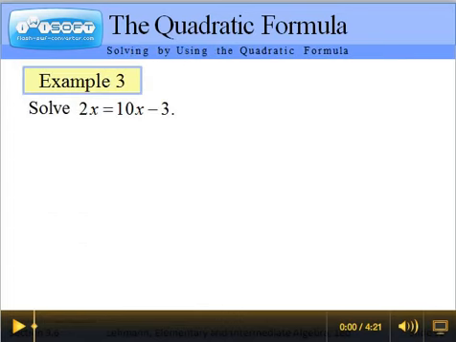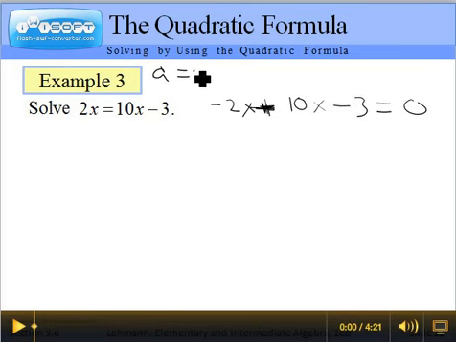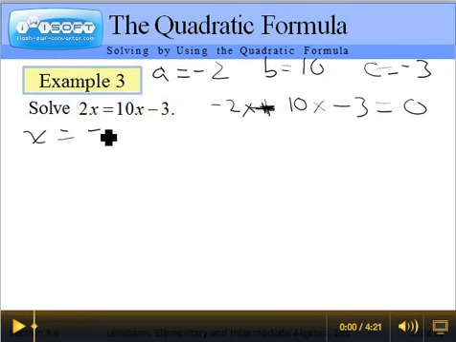So example 3, I want to solve 2x equaling 10x minus 3. So first I want to get everything on the same side. So I can do this by subtracting the 2x from both sides, which would give me -2x plus 10x minus 3 equaling 0. So my a in this case is equal to -2, b is equal to 10, and c is equal to -3.